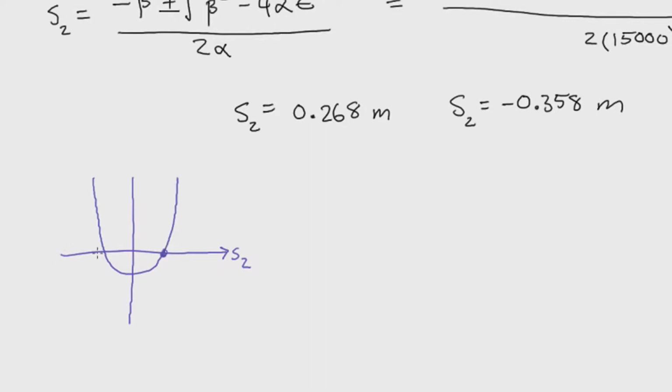So you're finding these 2 points right here. So that's why you get a negative value as well as a positive value. So when you get this negative value, it has no physical meaning. So that's why we just assume that this is going to be the correct answer. This is going to be the physical answer that makes sense. So the true answer is going to be this right here, 0.268 meters. So the additional deformation of the spring is going to be around 270 millimeters.